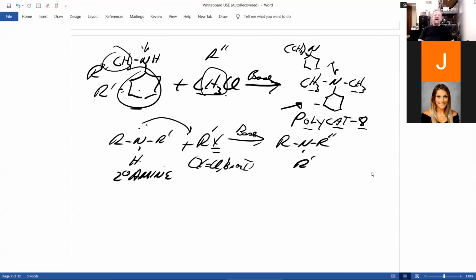And back in, I hate to say this, mid-1980s, I was already using this on a project I was working on for one of my patents. And Polycat 8 is an awesome catalyst. How do you make it? Well, we just did it. And that's how you make tertiary amines.